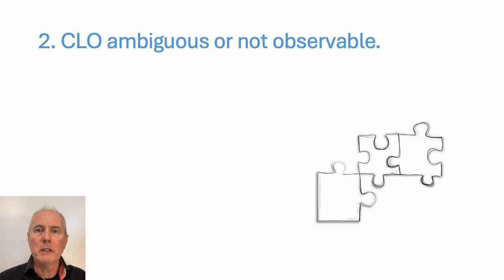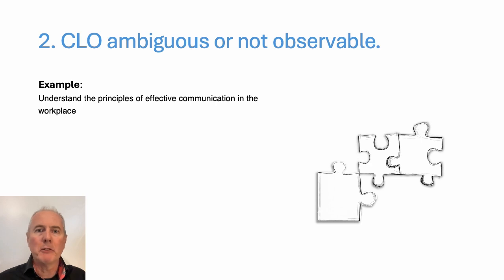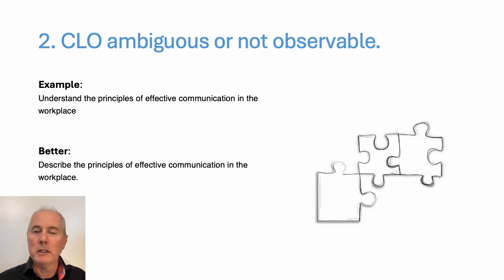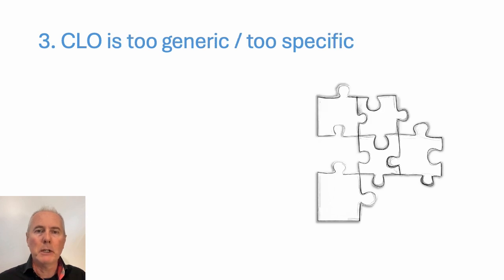Number 2, the CLO is ambiguous or not observable. Here's an example. Understand the principles of effective communication in the workplace. The verb understand is not a directly observable artifact, thus threatens the validity of your course's assessment. A better example would be to describe the principles of effective communication in the workplace. Here, we draw upon the revised Bloom's taxonomy for a more appropriate verb. A tip for finding those appropriate verbs is search online for Victoria University AQF Bloom's verbs. It's a fantastic resource.